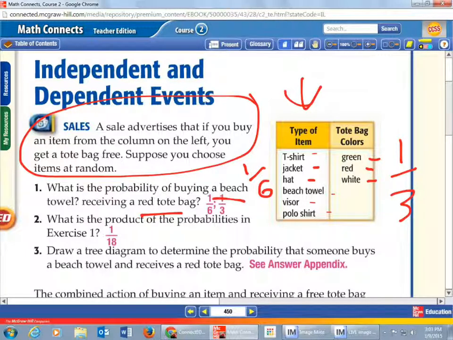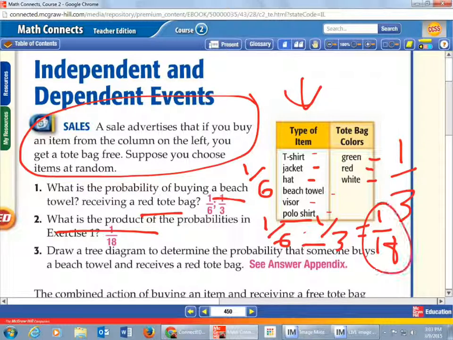Now, it says, what is the product of the probabilities in exercise 1? Well, product means multiply. So I'm going to take 1/6 times 1/3, and that's going to be 1 over, because 1 times 1 is 1, 3 times 6 is 18. 1 over 18 is the product. So, whereas getting a beach towel is 1/6, getting a red tote is 1/3, getting a beach towel and a red tote would be 1/18.